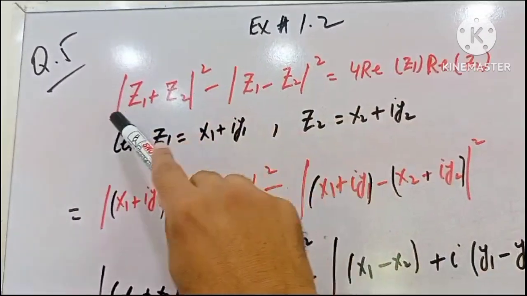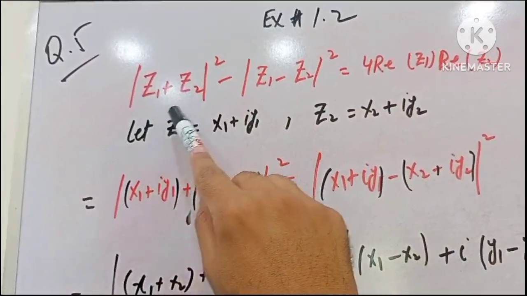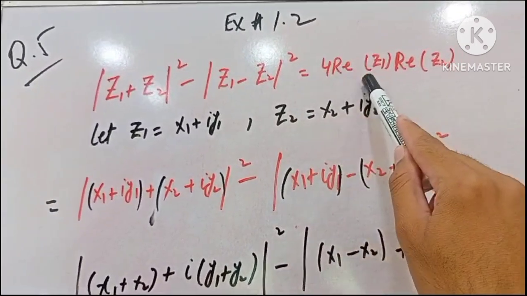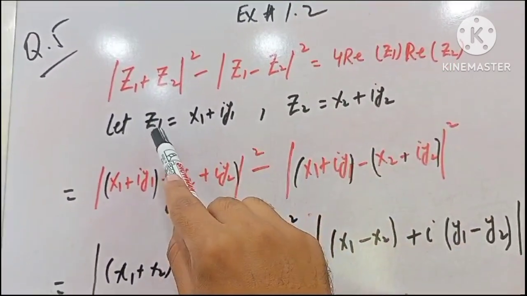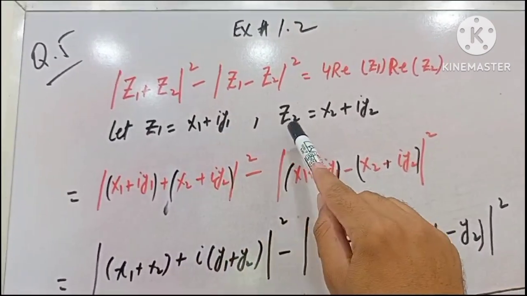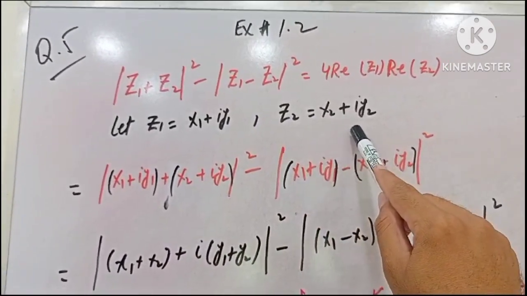Exercise 1.2, question number 5. Prove that |z1 + z2|² − |z1 − z2|² = 4 Re(z1) Re(z2). First of all, let z1 be a complex number equal to x1 + iy1 and z2 be a complex number equal to x2 + iy2.